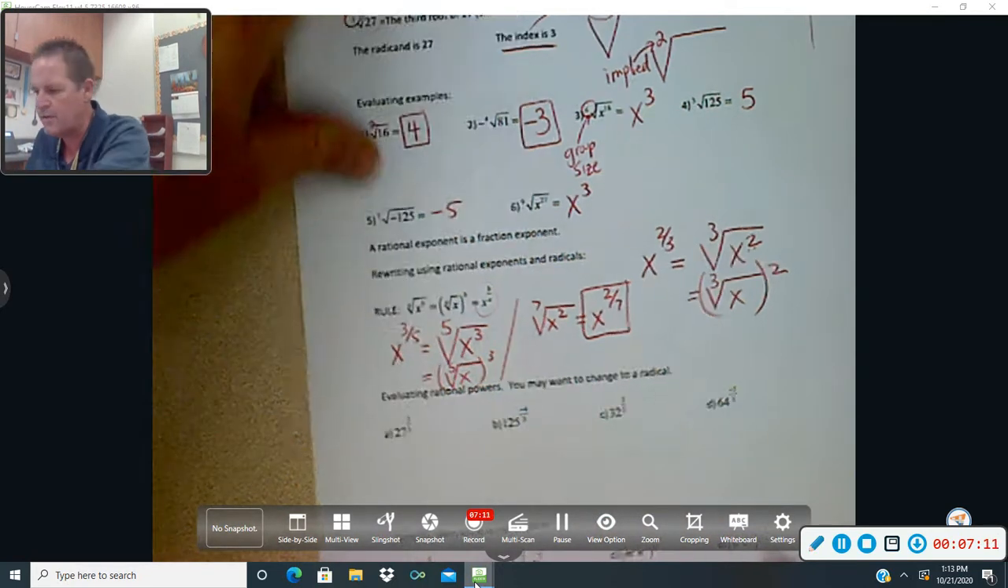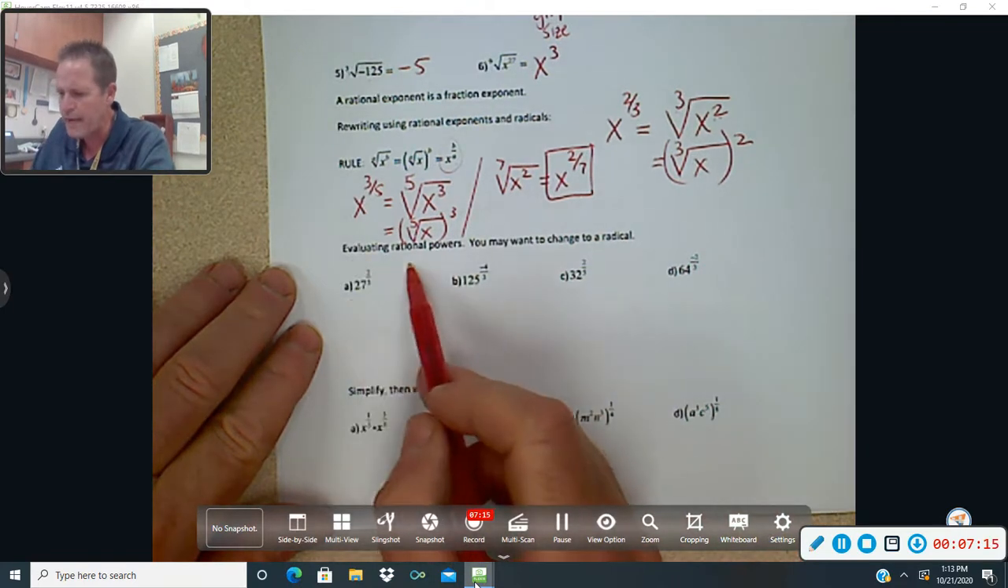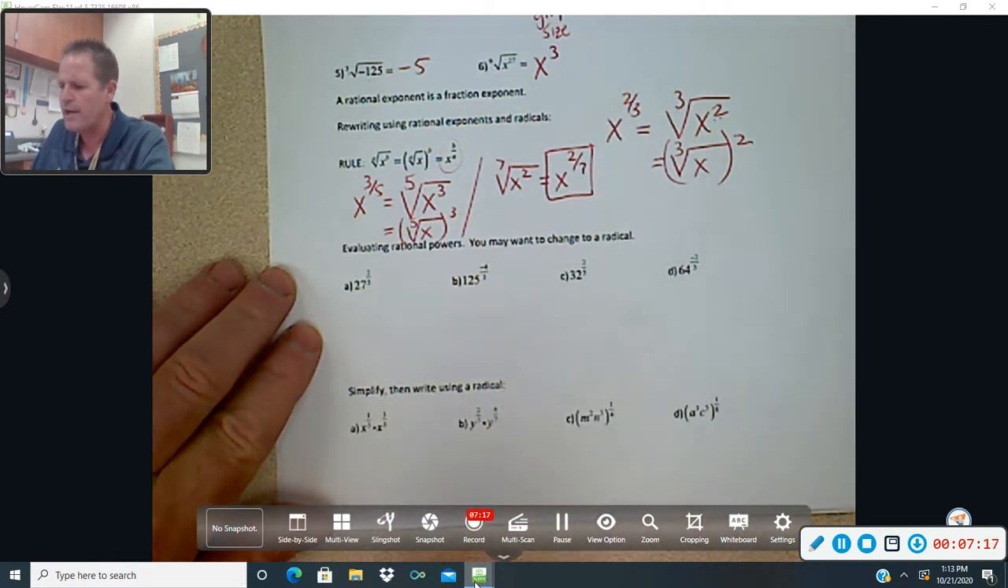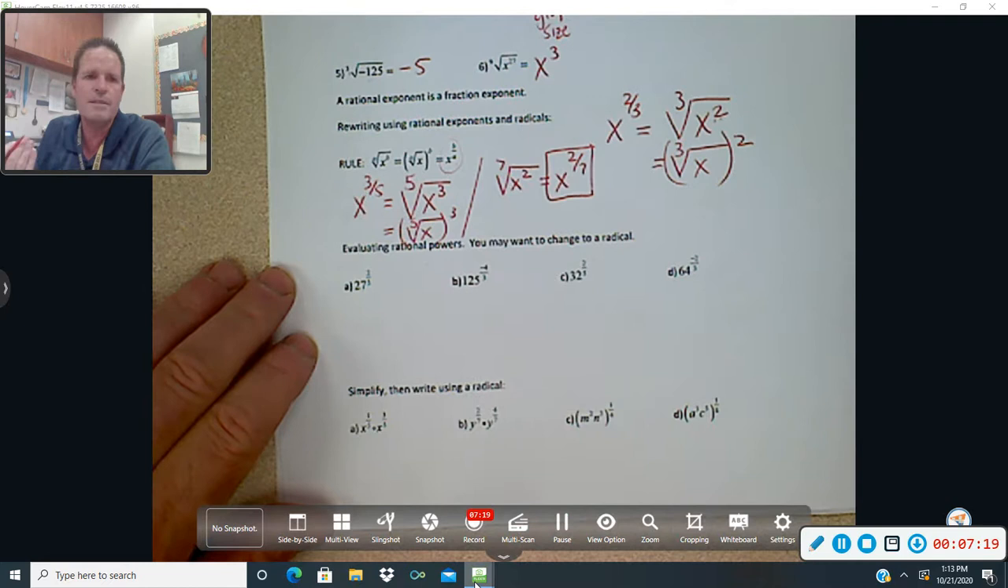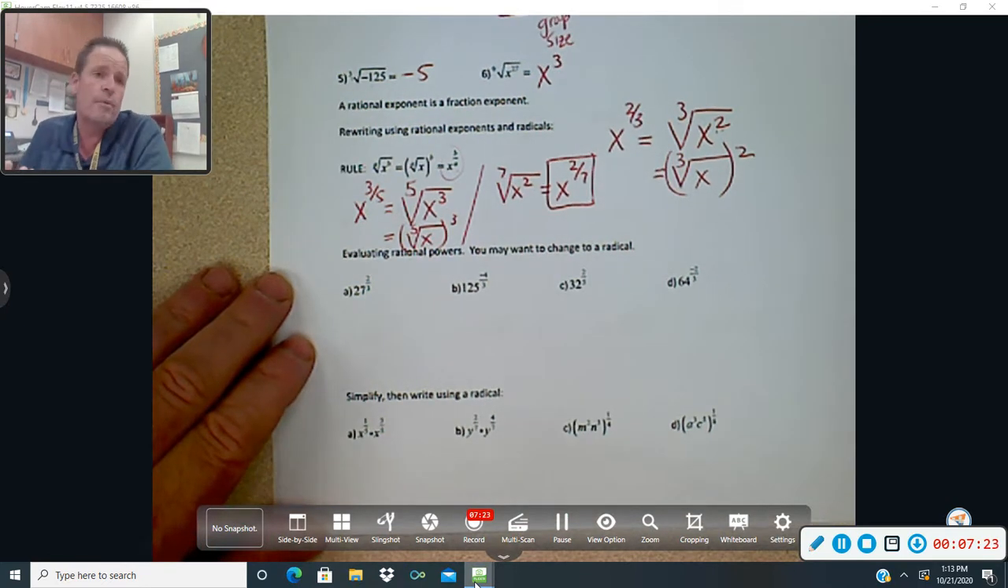So we're going to try to do that now. So let's jump into this. This is evaluating rational powers. You may want to change to a radical. Again, at this point, I don't really understand fraction exponents. I can do radicals. I can square root things. I can cube root things. I can 4th root things.